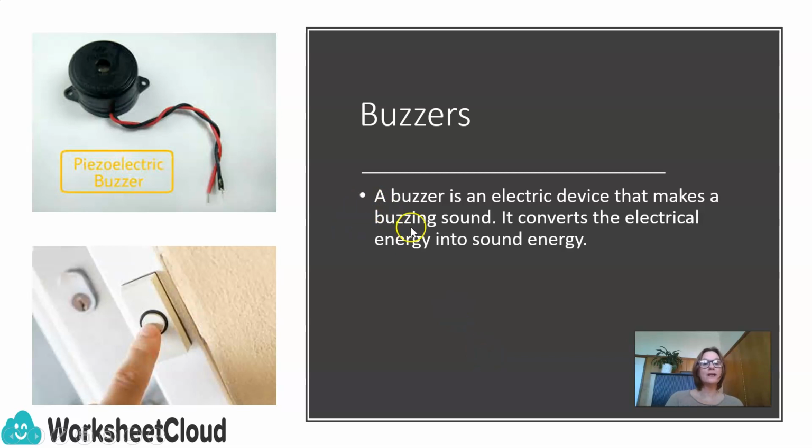Okay, buzzers is another output device. It is an electronic device that makes a buzzing sound. It converts the electrical energy into sound energy, and that's what it looks like. And you would connect that to a circuit if you were doing a practical at school, and you would get a buzzing sound. Okay, there's your normal doorbell.